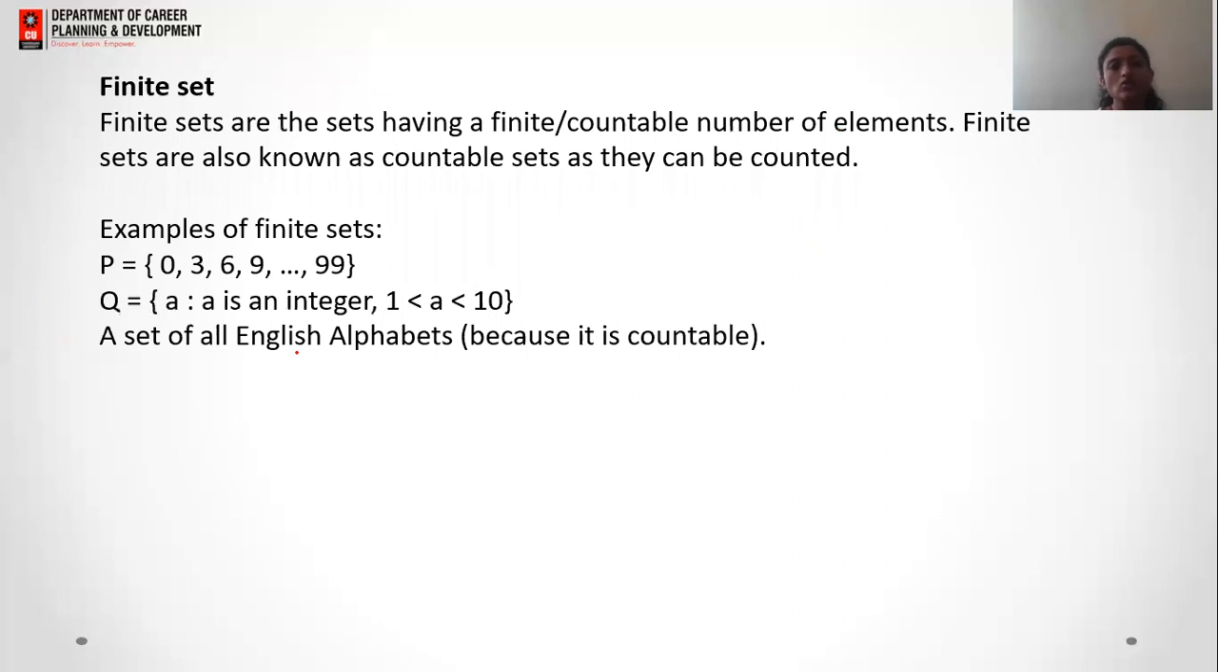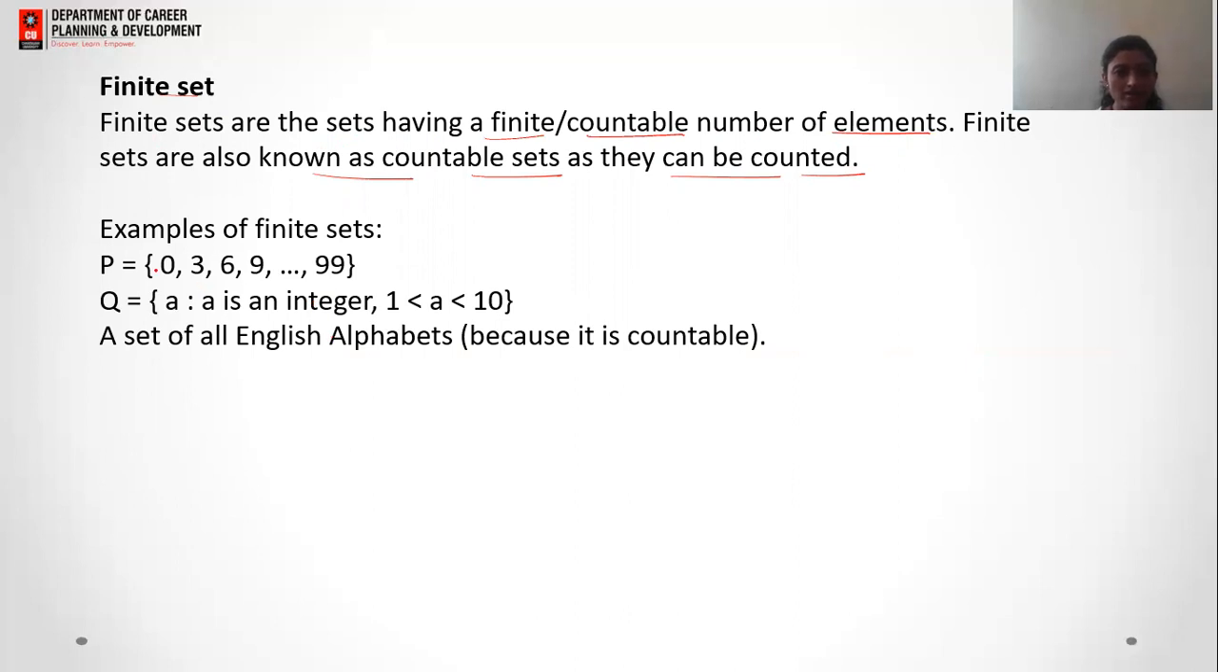The next one is, what is a finite set? By the name, it is clear that finite sets are sets having a finite or countable number of elements. That is known as a finite set. A finite set is also known as a countable set as its elements can be counted. The numbers which we can count are known as countable numbers, and the set in which we can count the number of elements is known as a finite or countable set.